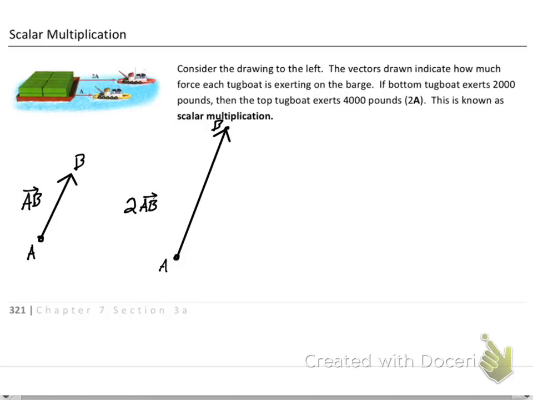We're not always making it bigger. A scalar can actually make it smaller. And what's going to make it smaller is if I multiply it by, say, 1/2. So if I do 1/2 a scalar multiplication of AB, that's going to be the exact same direction. The only difference is it's going to be smaller, about half the size. So that's my half AB.